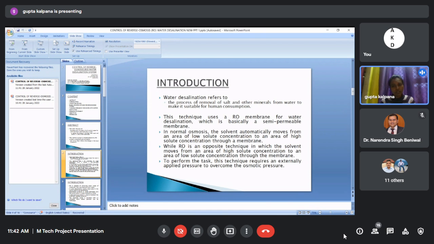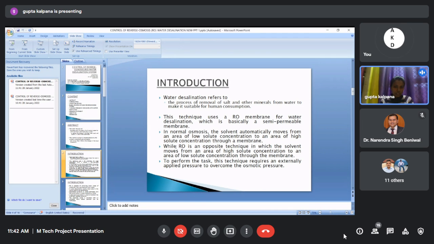In the introduction part, water desalination refers to the process of removing salt and other minerals from water to make it suitable for human consumption. This technique uses the RO membrane for water desalination, which is basically a semi-permeable membrane. In normal osmosis, the solvent automatically moves from an area of low solute concentration to an area of high solute concentration through a membrane, while RO is the opposite technique, in which the solvent moves from an area of high solute concentration to an area of low solute concentration through the membrane.